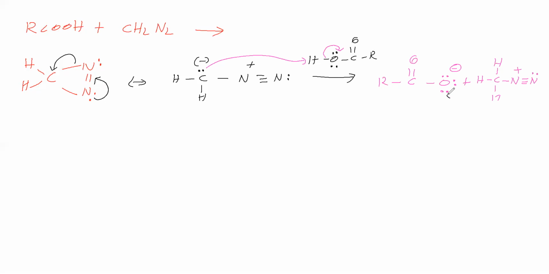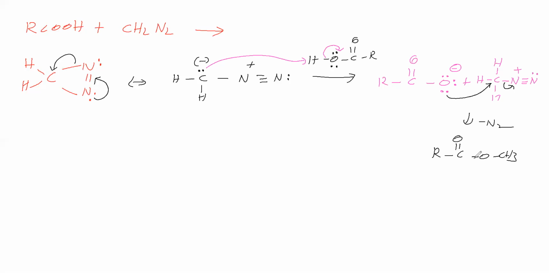In the next step, this O minus is attacking this carbon. This bond is shifting here. Therefore, we will get RCOOMe, methyl ester. N2 is liberated. So we are getting methyl ester in this case.